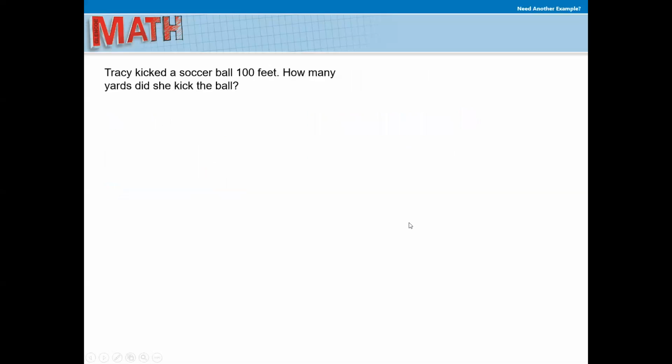Here's another example. Tracy kicked a soccer ball 100 feet. How many yards did she kick the ball? We're going to go from feet to yards. That's smaller to bigger. You're going to multiply with the 1 unit on top. Pause the video, show all of your work in the math notebook. If you have any questions, save them for the group. Press play when you're ready to continue.